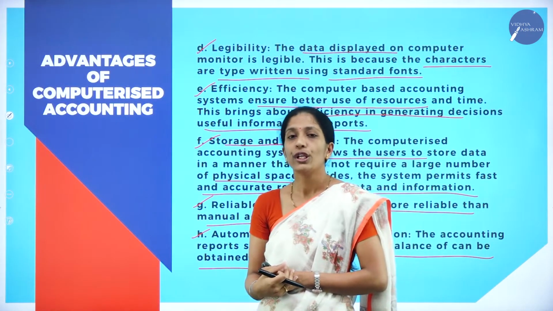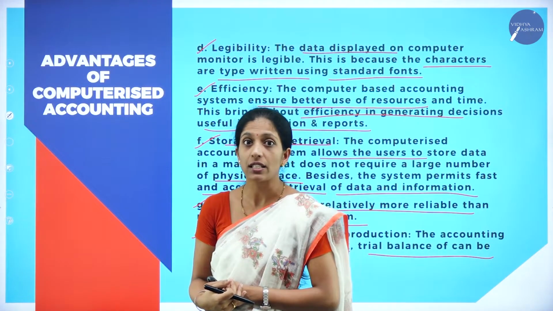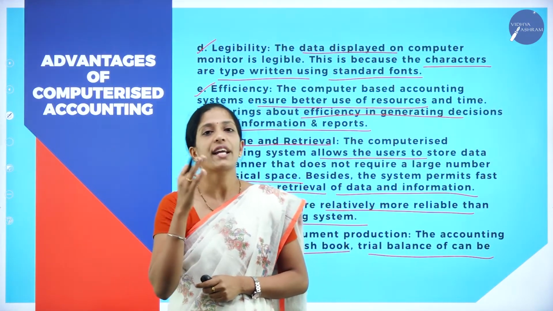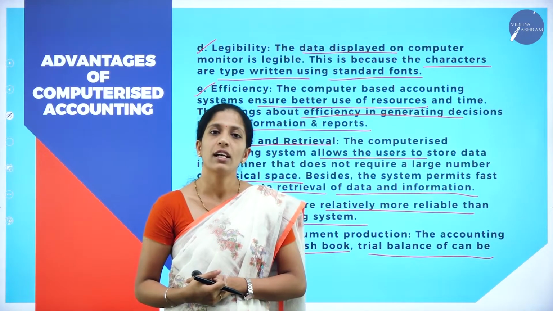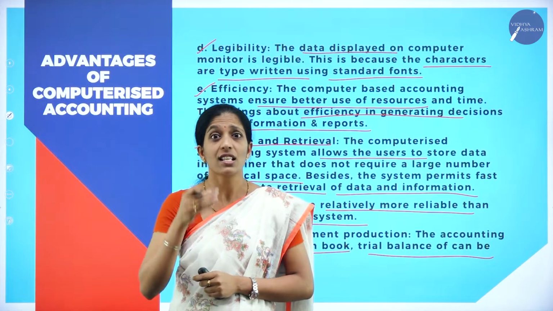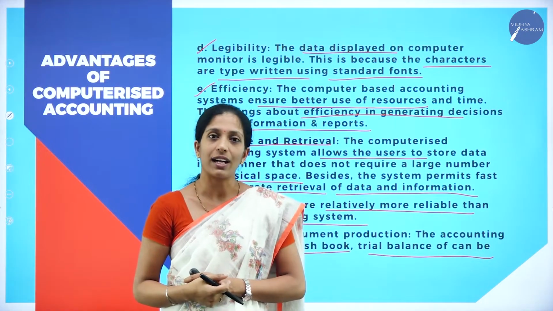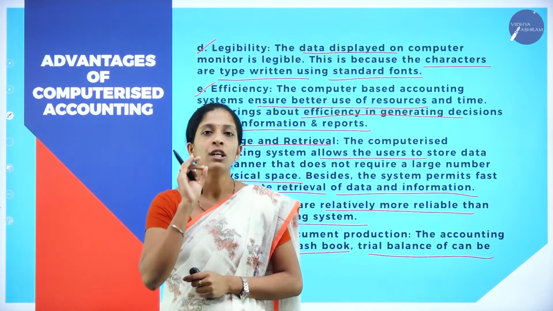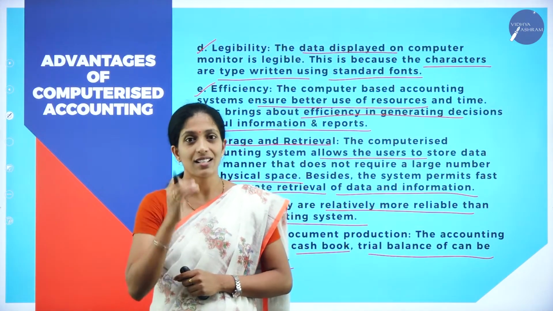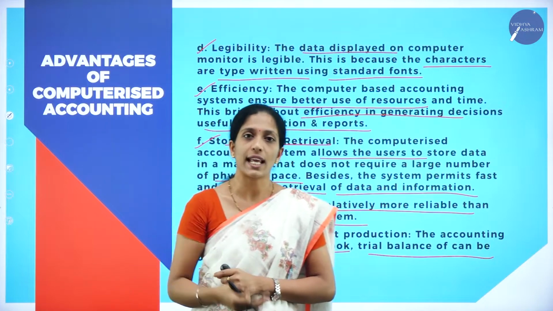As I told you, you can expect this question for 6 marks where they will ask: write any 6 advantages of computerized accounting system. That is, explain any 6 advantages. So you have to explain in 2 or 3 lines here. That is, each and every point you have to explain.